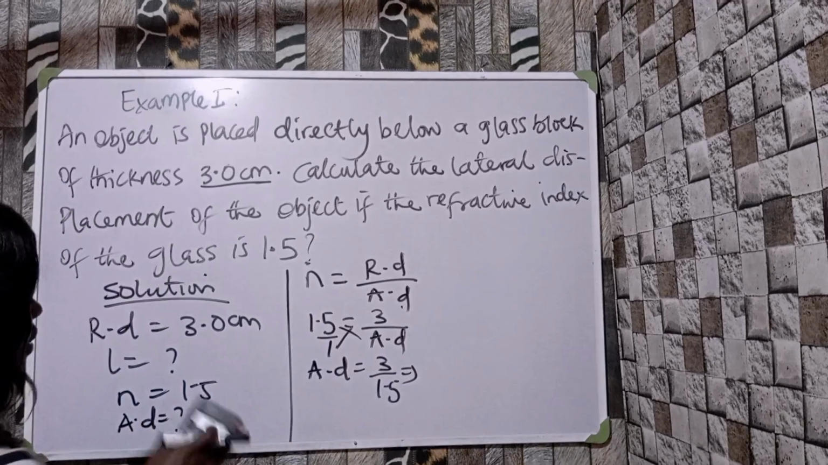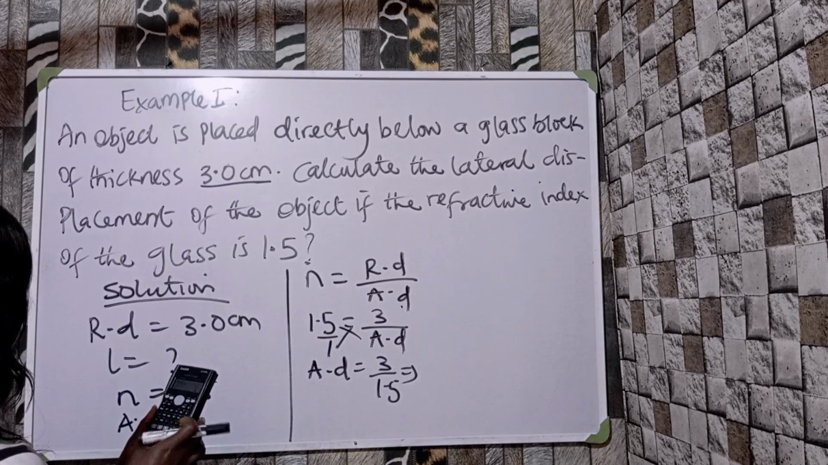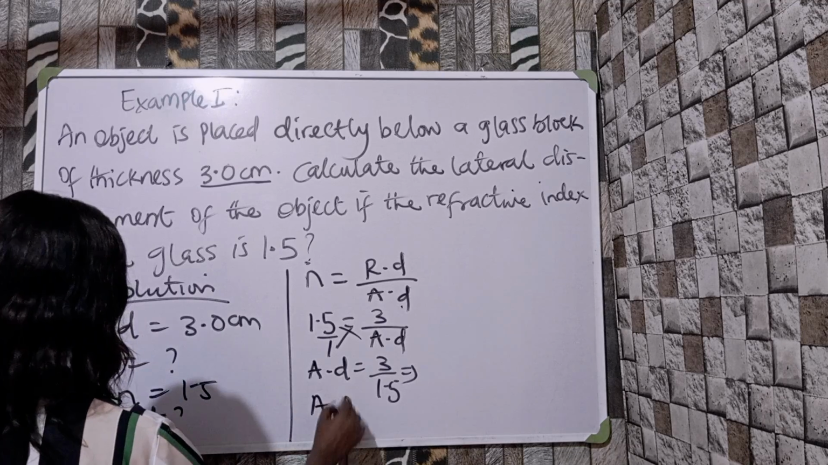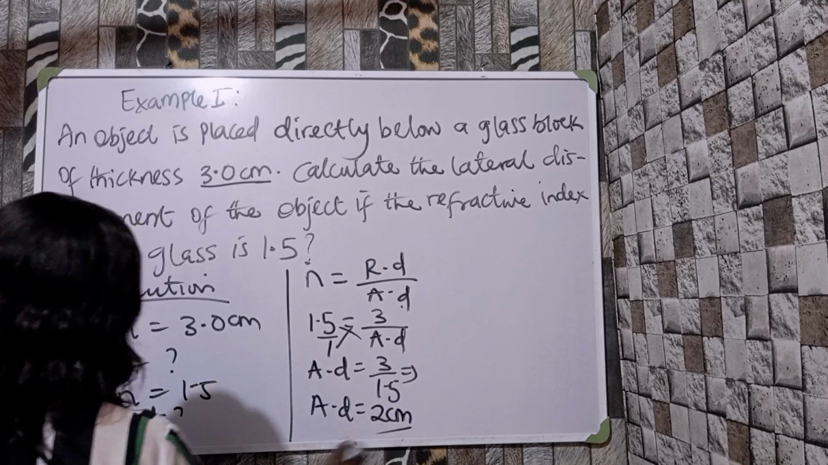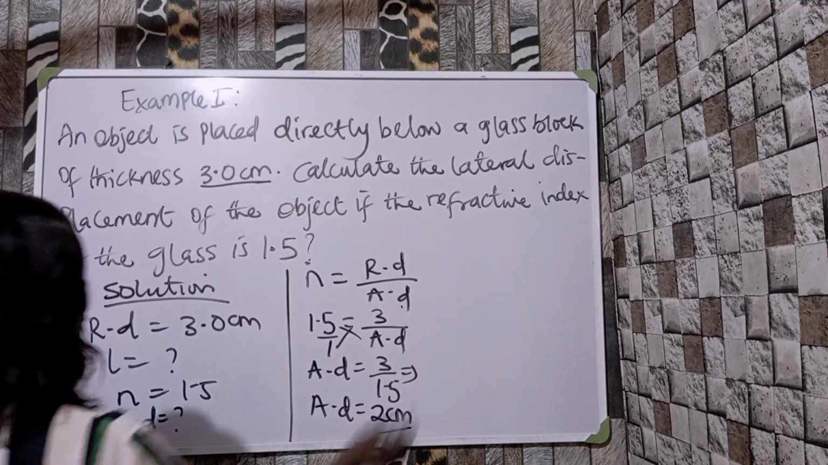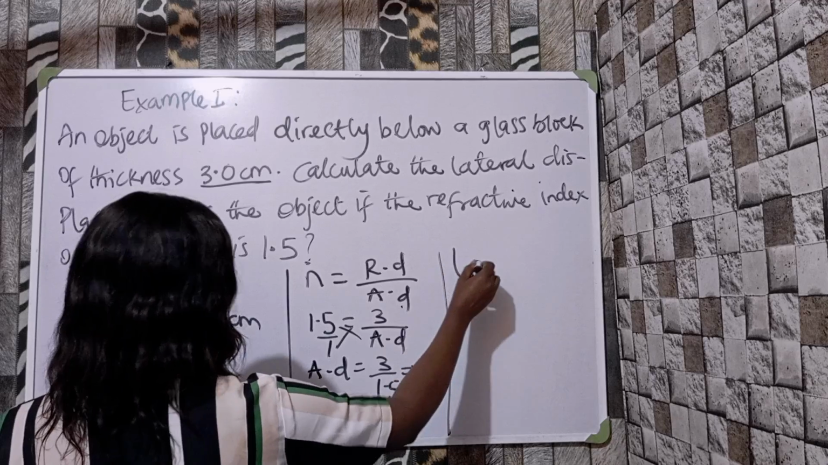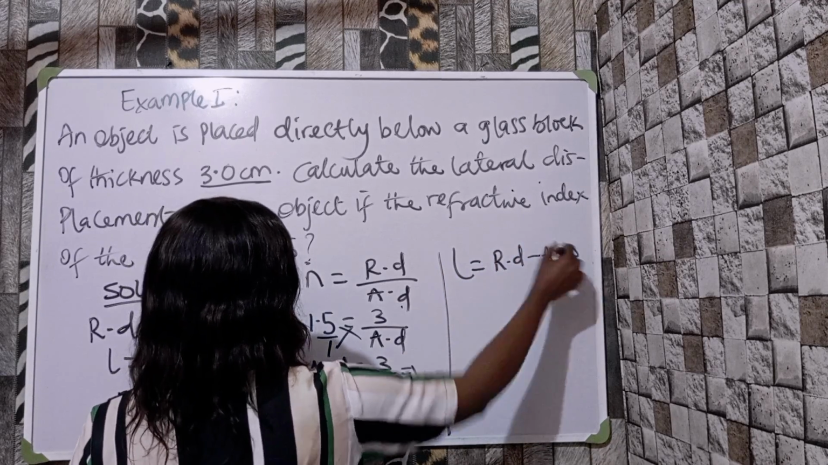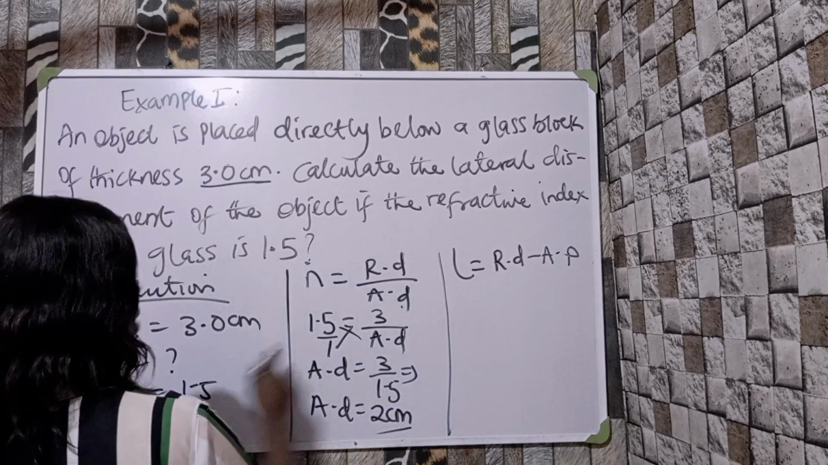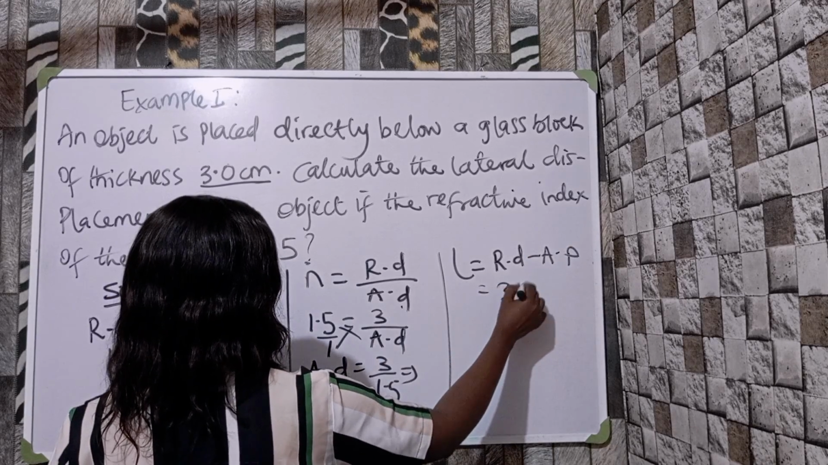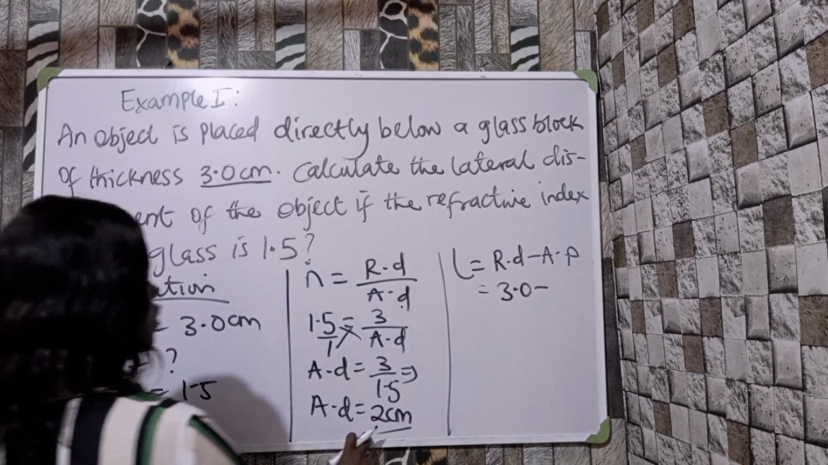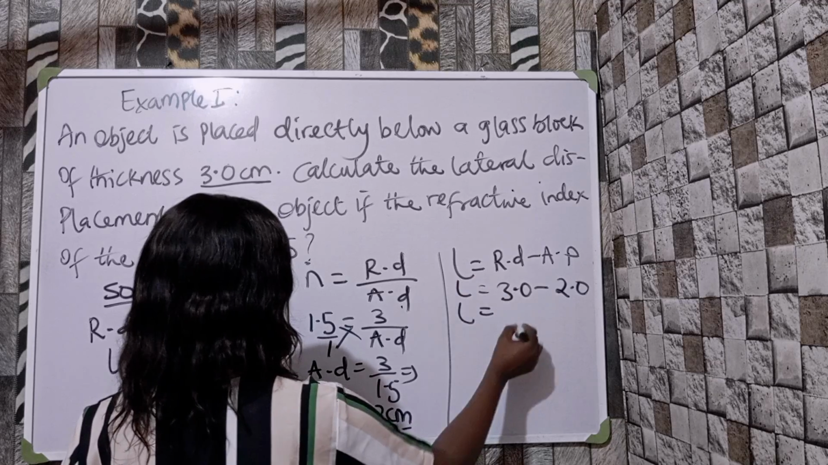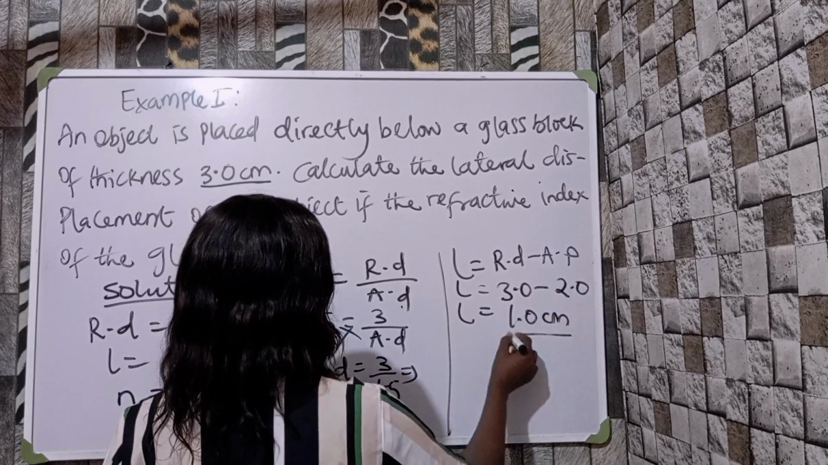So with the help of calculator, we divide. We say 3 divided by 1.5. The answer is going to give me 2 centimeters. All right. Now for us to solve for lateral displacement L, remember it is real depth minus apparent depth. So let's subtract. Our real depth is given as 3.0 minus, and we got this apparent depth to be 2.0. When we subtract, we are going to have 1.0 what?